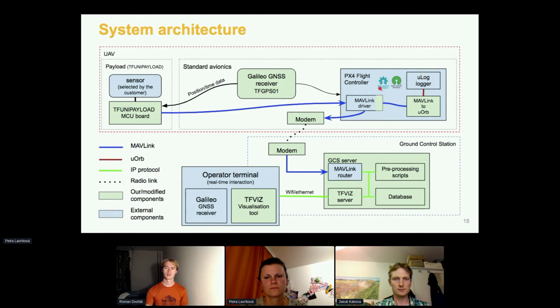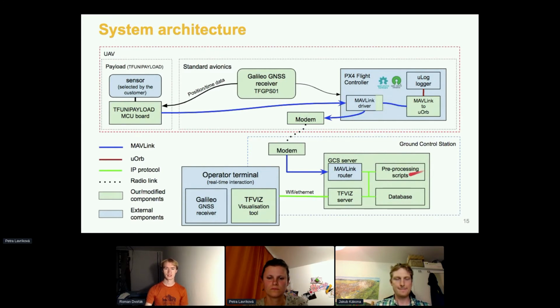The flight controller provides us logging of measured data in the form of microlog data files. The autopilot also retransmits Mavlink packets from the payload to the ground station, where there is a server that consists of a database that collects measured data in real time and preprocessing scripts that prepare data for real-time visualization.